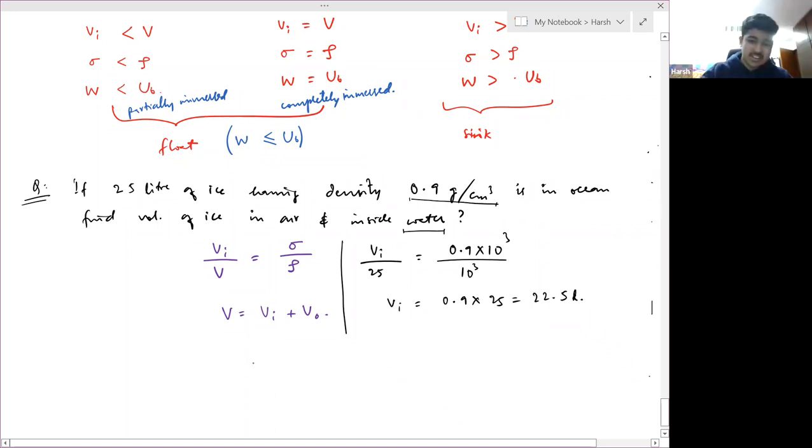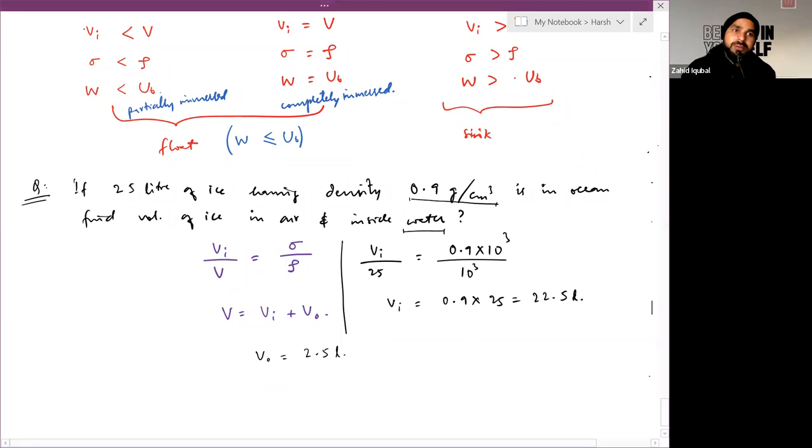Yes, sir, I got the correct answer. Good. So volume of object outside water will be total volume minus volume of object immersed into it. So it will be about 2.5 liters. Okay, sir. Yeah, got it. Okay.